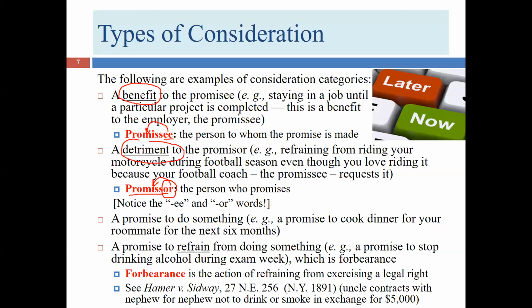It would be a detriment to the nephew even if the nephew never wanted to drink, never wanted to smoke, because he was surrendering his legal right to do so. And so that would be forbearance. So in this situation, the court decided, well, yes, we do have consideration. Obviously, the $5,000 that the uncle was going to provide as consideration. But this promise is also consideration because it's a type of forbearance.